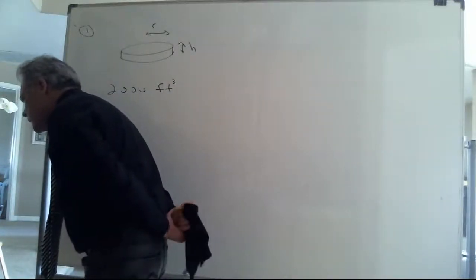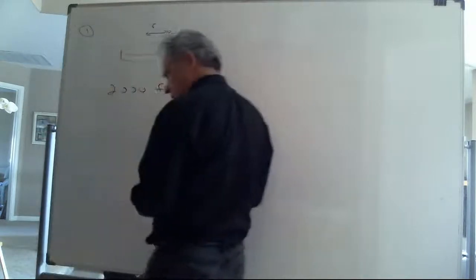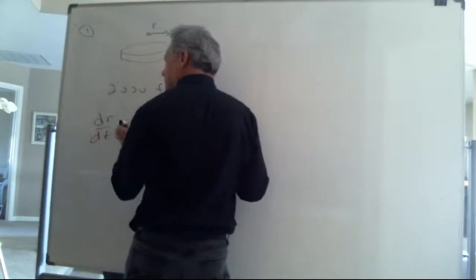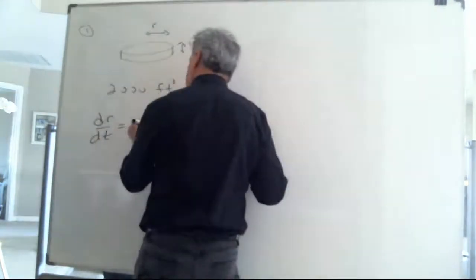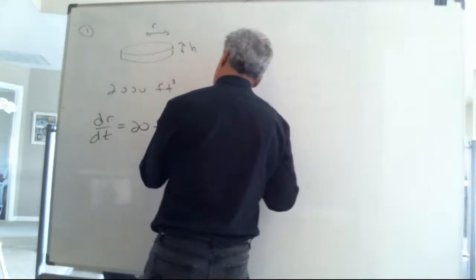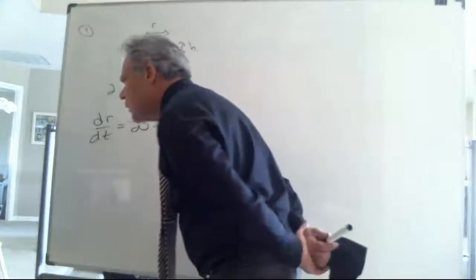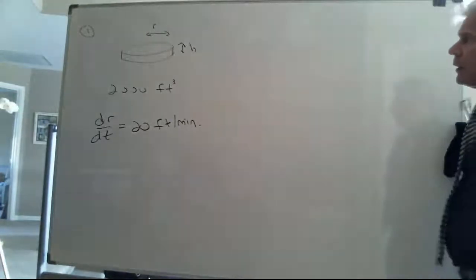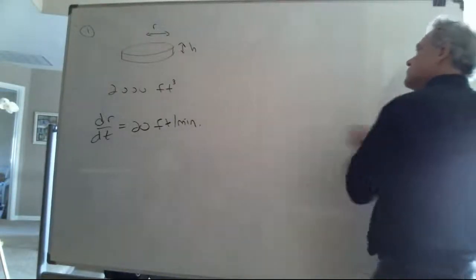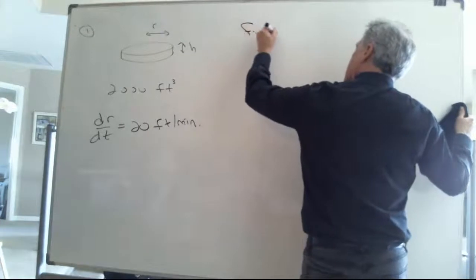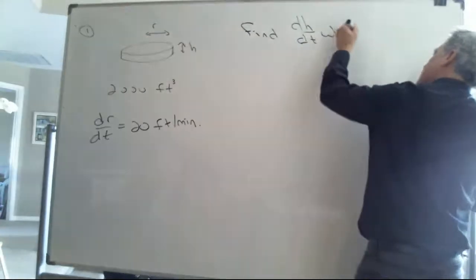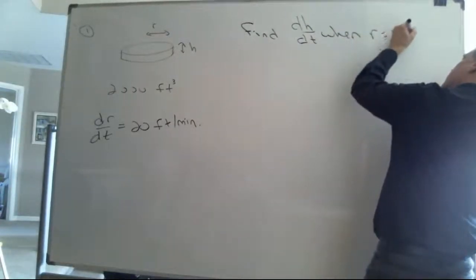The radius of the slick is increasing at a constant rate of 20 feet per minute. So the radius has a rate of change with respect to time t to be 20 feet per minute. How fast is the depth of the slick changing when the radius is specifically 25 feet? Now, basically what I'm asking is this. Can we find dh/dt when r is equal to, I think I said 25 feet.